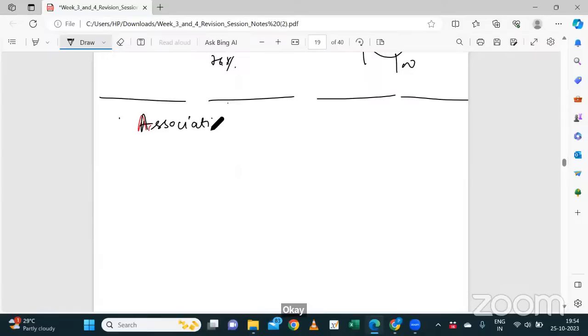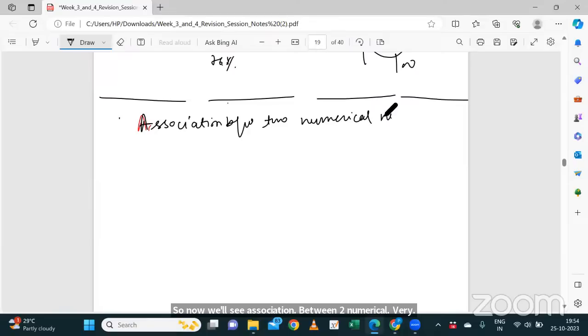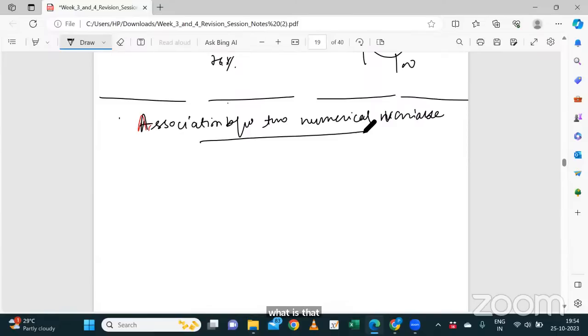So now we'll see association between two numerical variables. There is one quick way to identify a relationship between two numerical variables. What is that? Anyone? Covariance and correlation. No, quick way means, suppose I give you two data: one is age and one is weight. How will you, without any calculation, identify it? I think we will plot a scatter plot. Correct. First and foremost, plot a scatter plot.